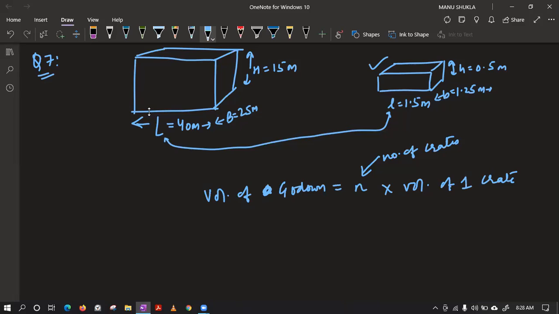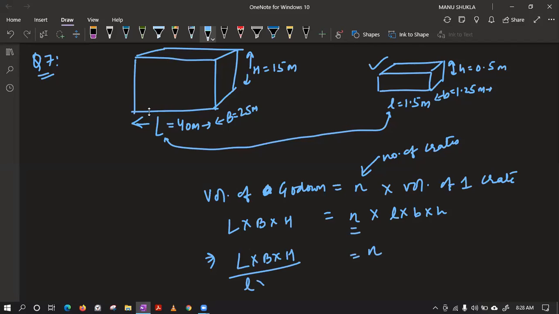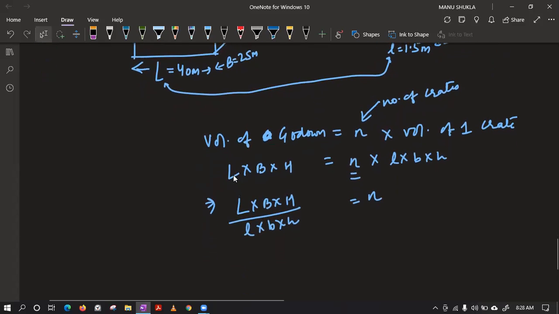Now we just need to put the values. The formula of this one is capital L, capital B, capital H, equals n into small l, small b, small h. Now just put the values. Or before putting, we have to find the value of n. Just make it alone. So n equals L into B into H upon l into b into h. Just put the values, you will get the answer. No need to multiply first because simplifying is better.